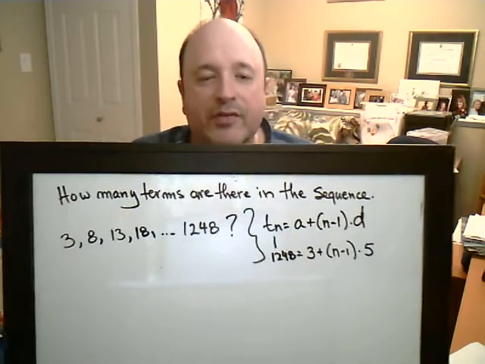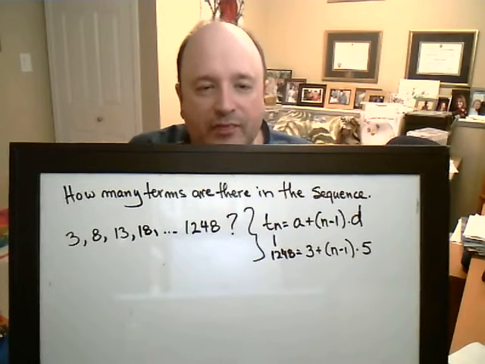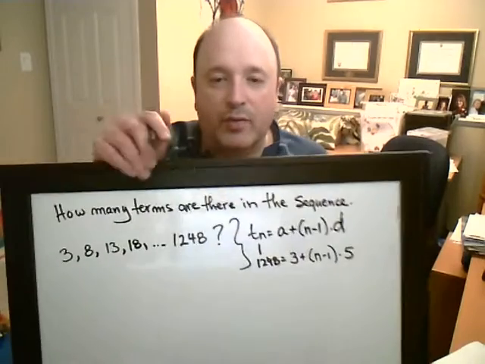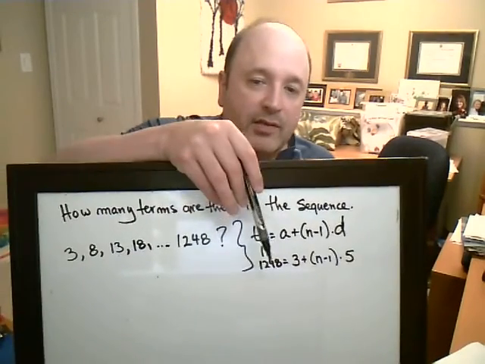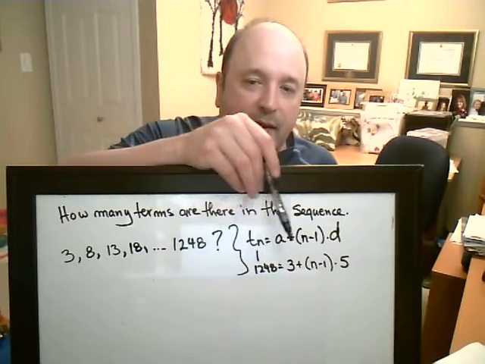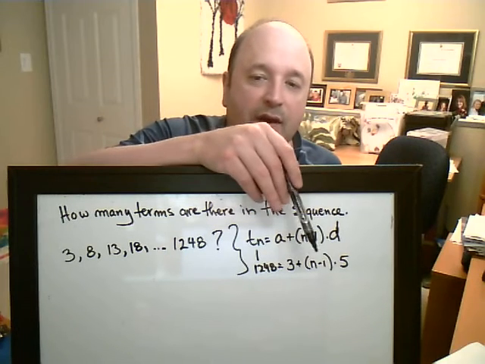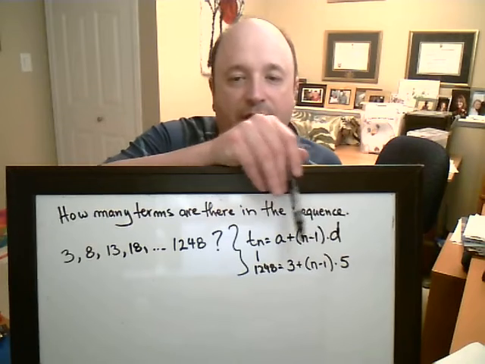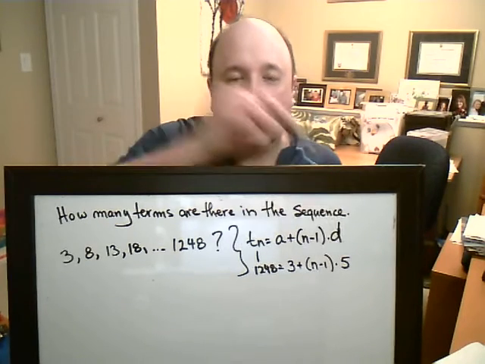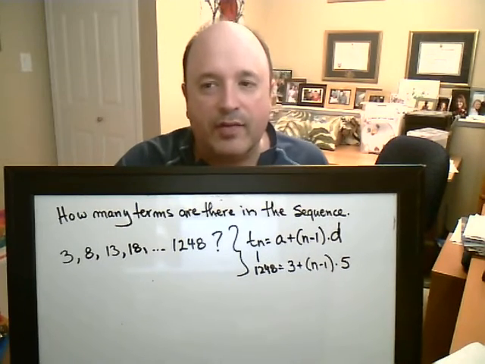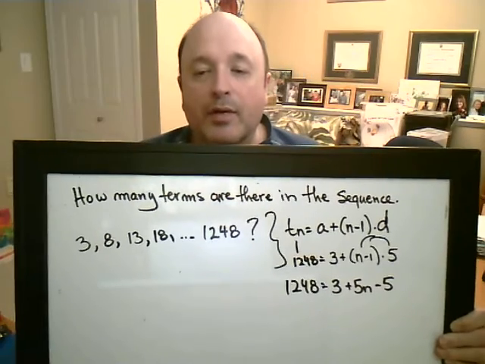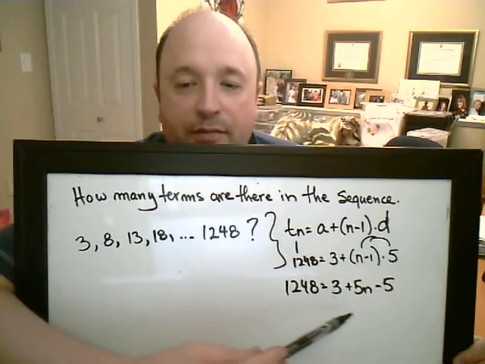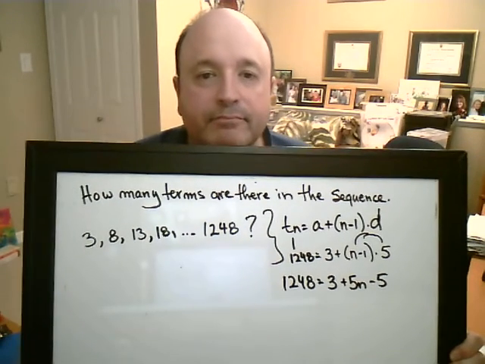We would notice that the difference is 5. There's a 5 between each of the numbers, and so if I plug those into my formula, I get Tn, my last number, 1248. A is my starting number, 3. N is what I've got to solve for, and D is the difference of 5. So I've got to sort this out. I'm going to have to factor out the 5 right there. So I factor out the 5, and I've got this algebra expression to sort out. I just have to solve for n.